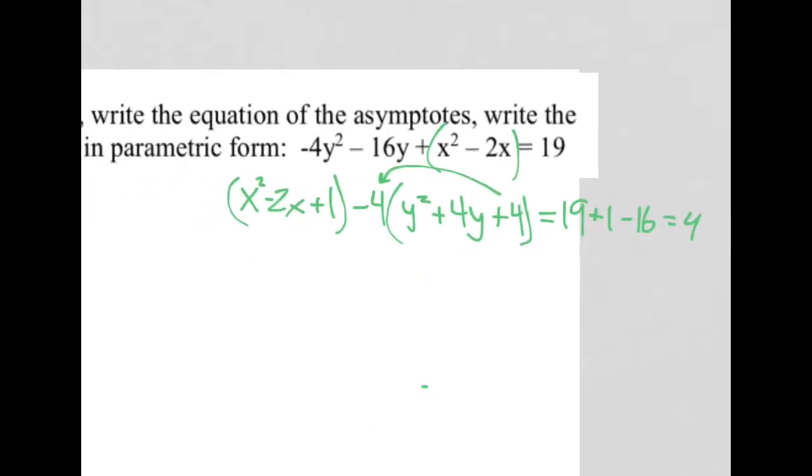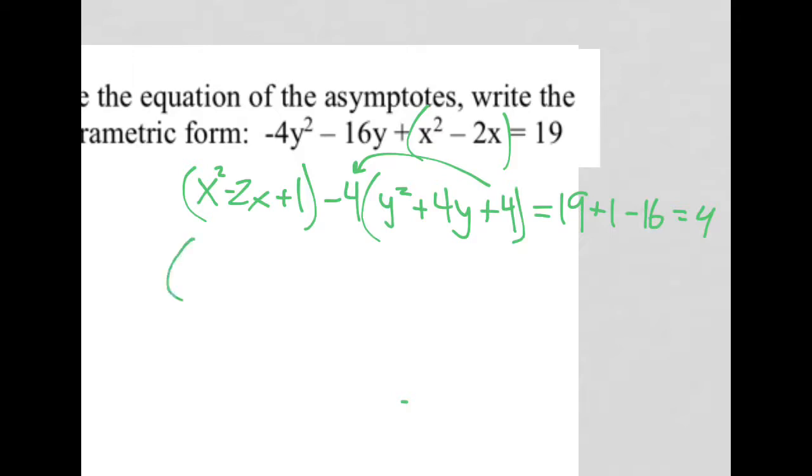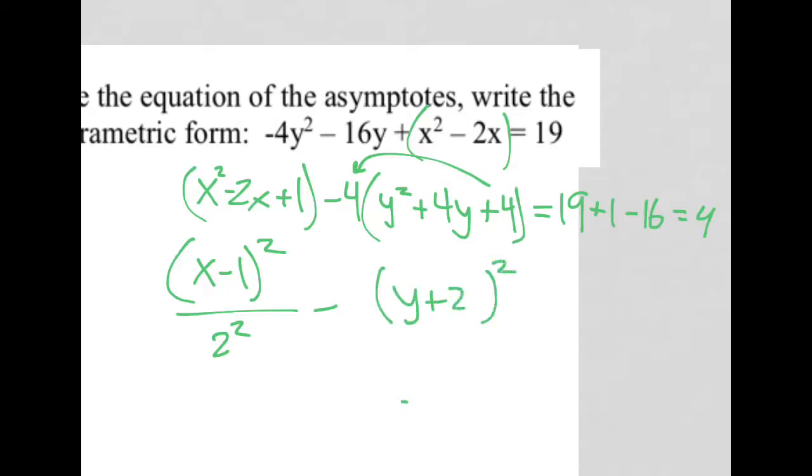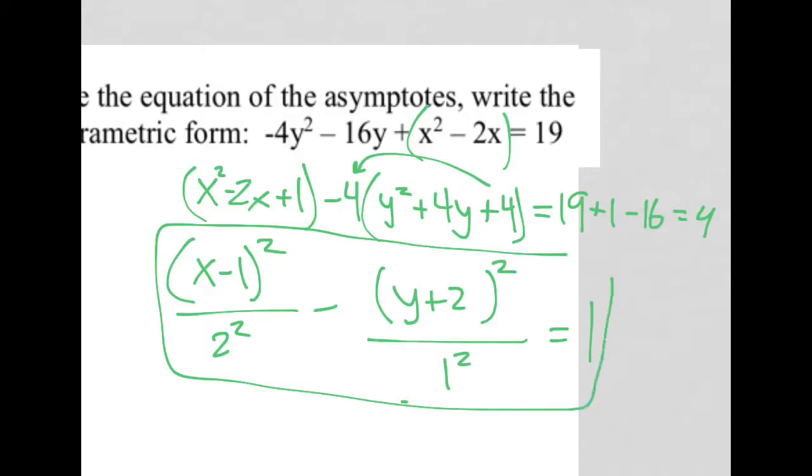And so let's divide everything by 4 to get our completed square for x: x minus 1 quantity squared, but we're dividing everything by 4, so I'm going to put a 2 squared down there, minus my completed y square, y plus 2 squared. And what's that going to be over? Well, negative 4 divided by 4 is just 1, so I'm going to put that as a 1 squared, equals 4 divided by 4 is 1. So now I have my equation in factored rectangular form.